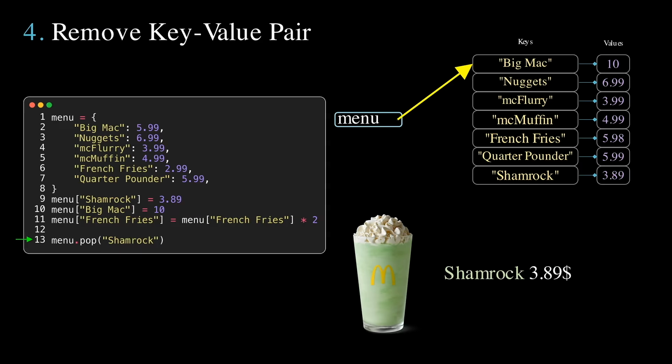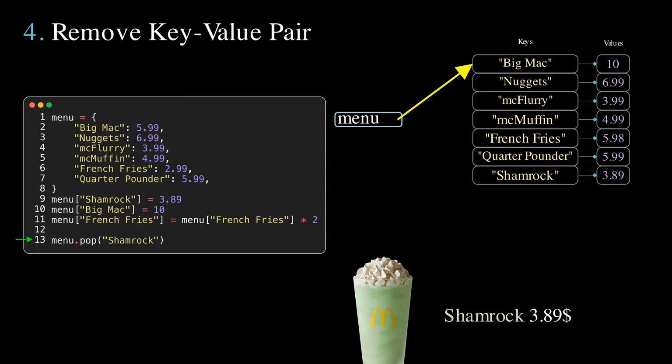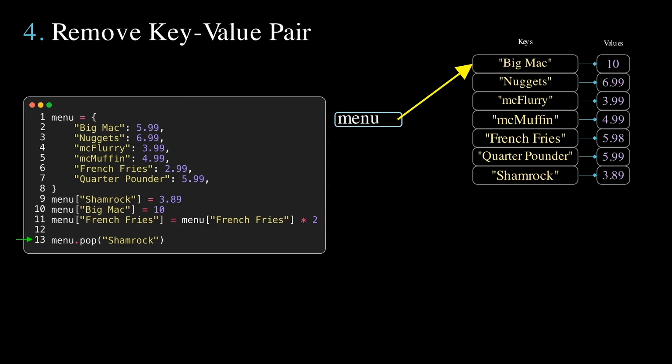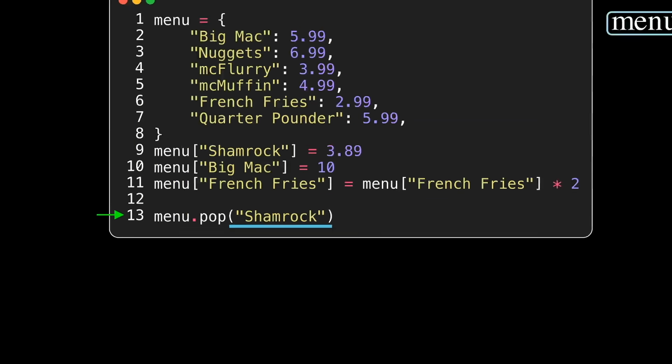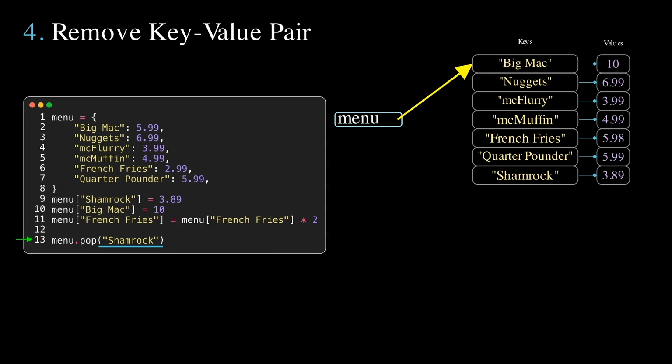As St. Patrick's Day passes by, the seasonal offering stops. It's time to remove Shamrock from the dictionary. Oh, I meant menu. The syntax is menu.pop, parentheses, the key you want to remove, which is the string Shamrock in our case. Now, the Shamrock key-value pair vanishes from the menu.